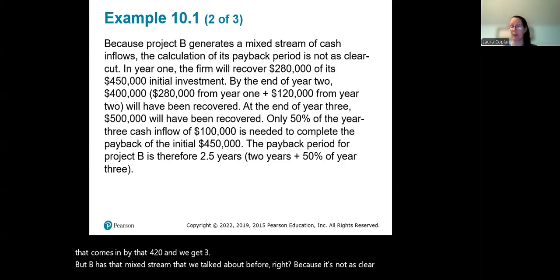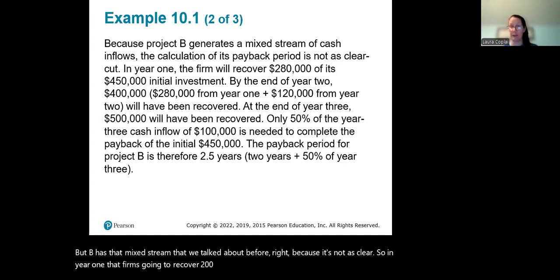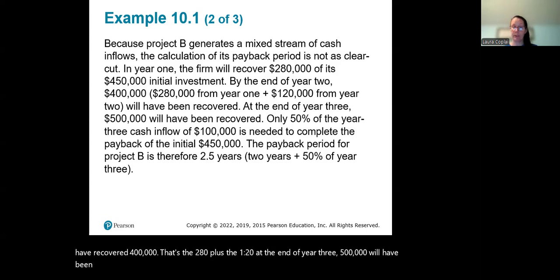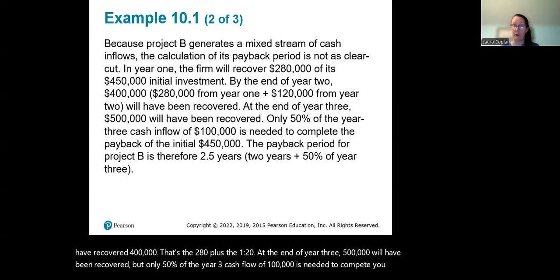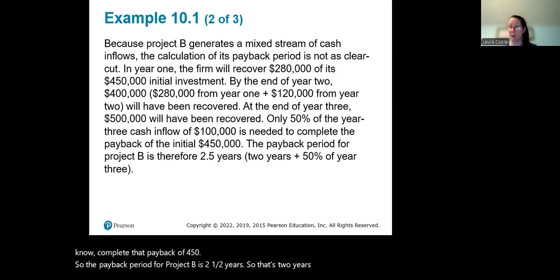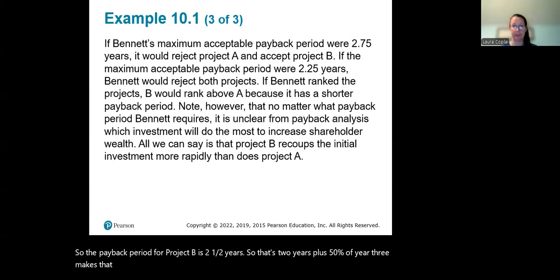So in year 1, the firm is going to recover 280,000 of the 450. By the end of year 2, they're going to have recovered 400,000. That's the 280 plus the 120. At the end of year 3, 500,000 will have been recovered, but only 50% of the year 3 cash flow of 100,000 is needed to complete the payback of 450. So the payback period for Project B is 2.5 years. That's 2 years plus 50% of year 3, which makes half a year.